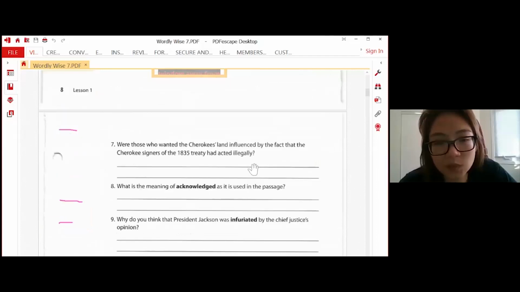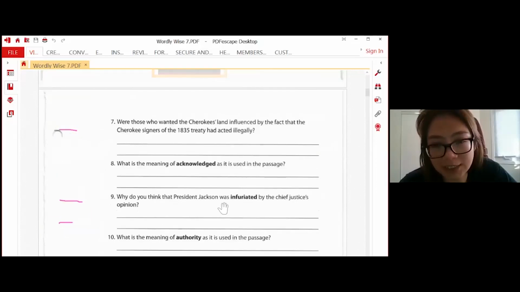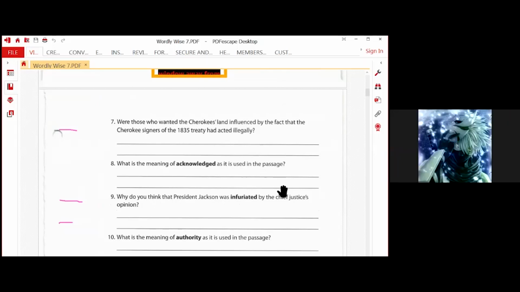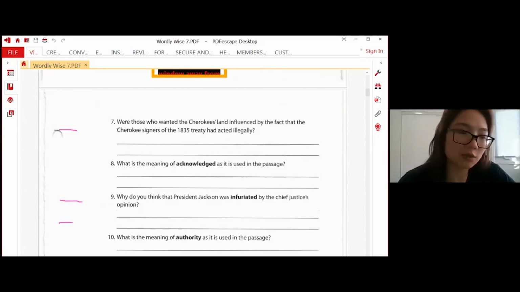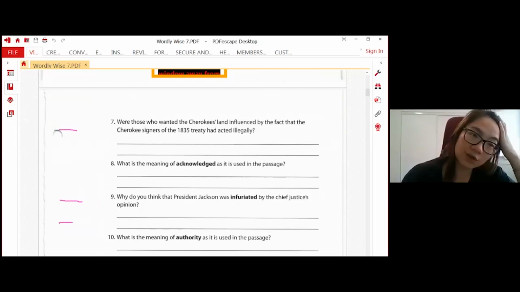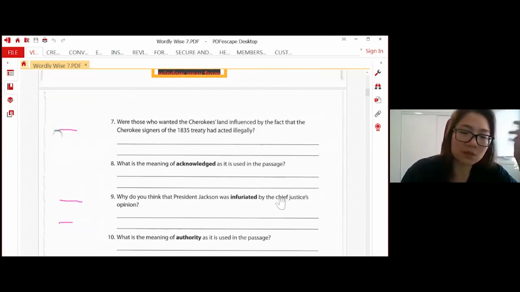Okay, next one. Why do you think President Jackson was infuriated by the Chief Justice's opinion? Anybody would like to go for this one? He just wanted free land. Yes, he just wanted free land. When the Chief Justice said no, that treaty is not real, he got really mad. He's like, why are you opposing it? He's getting free land anyway. But they were like, no, it's not a real treaty. So he got really mad.